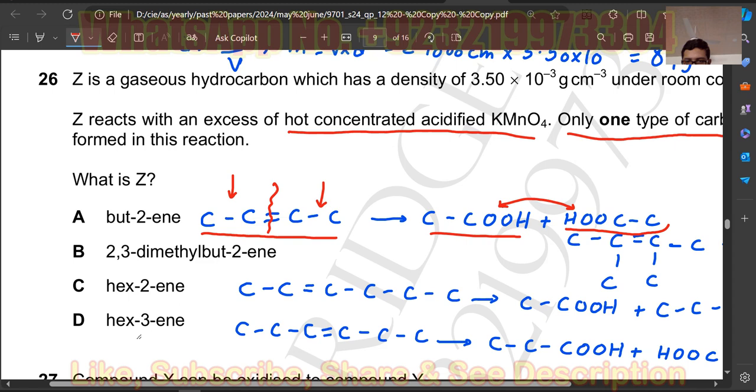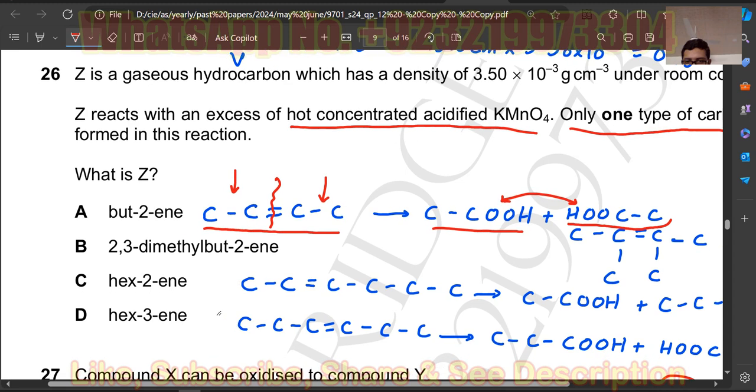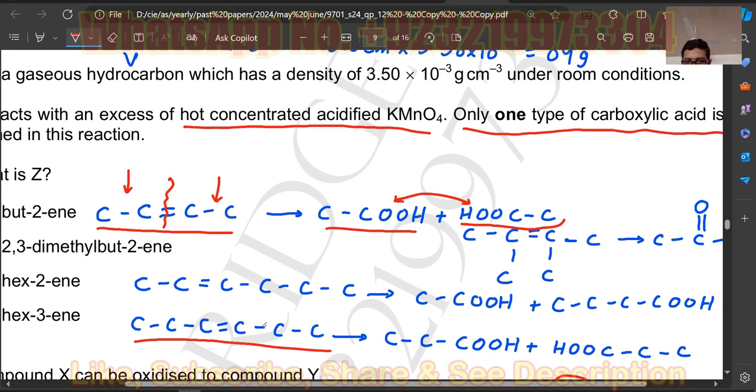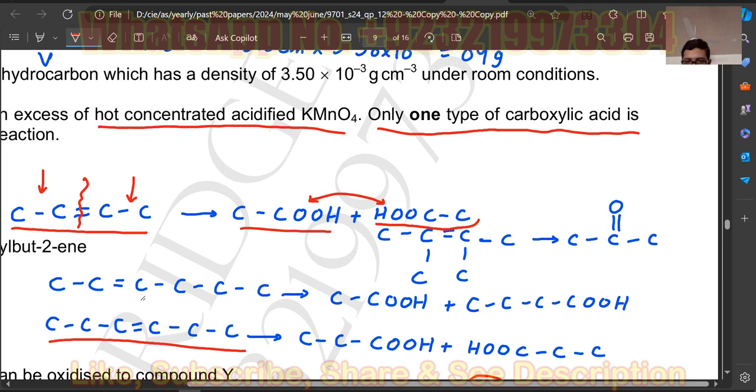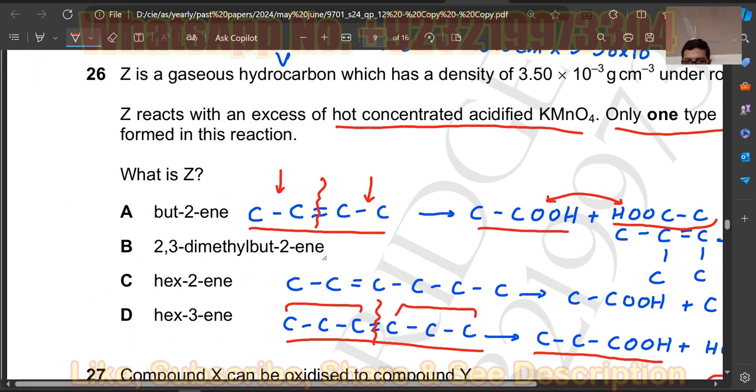Option D, hex-3-ene. Let's start from here to continue with this part. The hex-3-ene has this structure. Now, when this reacts with the acidified KMnO4, you will again get a cleavage at this point, and there are three carbons on the left side and three carbons on the right side. As a result, you are getting the same type of carboxylic acid, which is propanoic acid. So these propanoic acids are formed. So both option A and D have given the same one type of product.